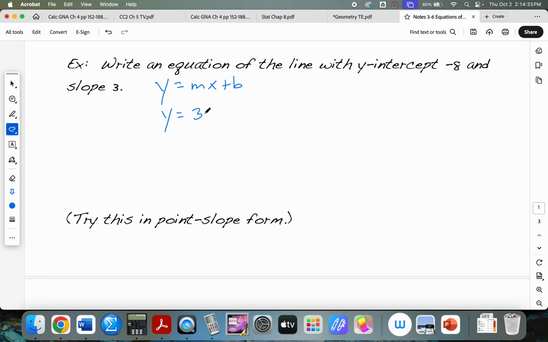So the slope is 3, and the y-intercept is -8. So plus -8 means just -8. Same thing. That's it.